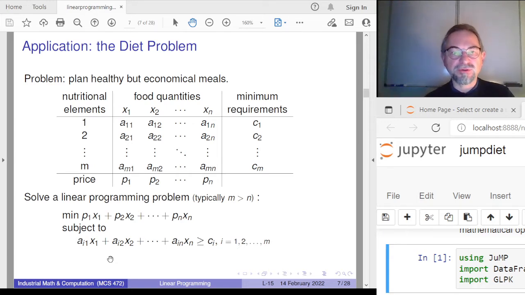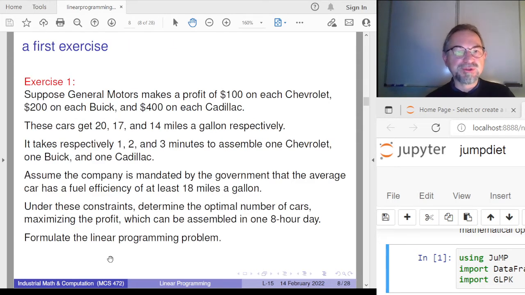So you see the Jupyter notebook is waiting. But let me first introduce an exercise. So here we are advising a car maker that has, for simplicity reasons, three types of vehicles with the profit margins. So if the goal is to maximize profit, then there would only be Cadillacs being made. However, Cadillacs are supposedly not very fuel efficient.